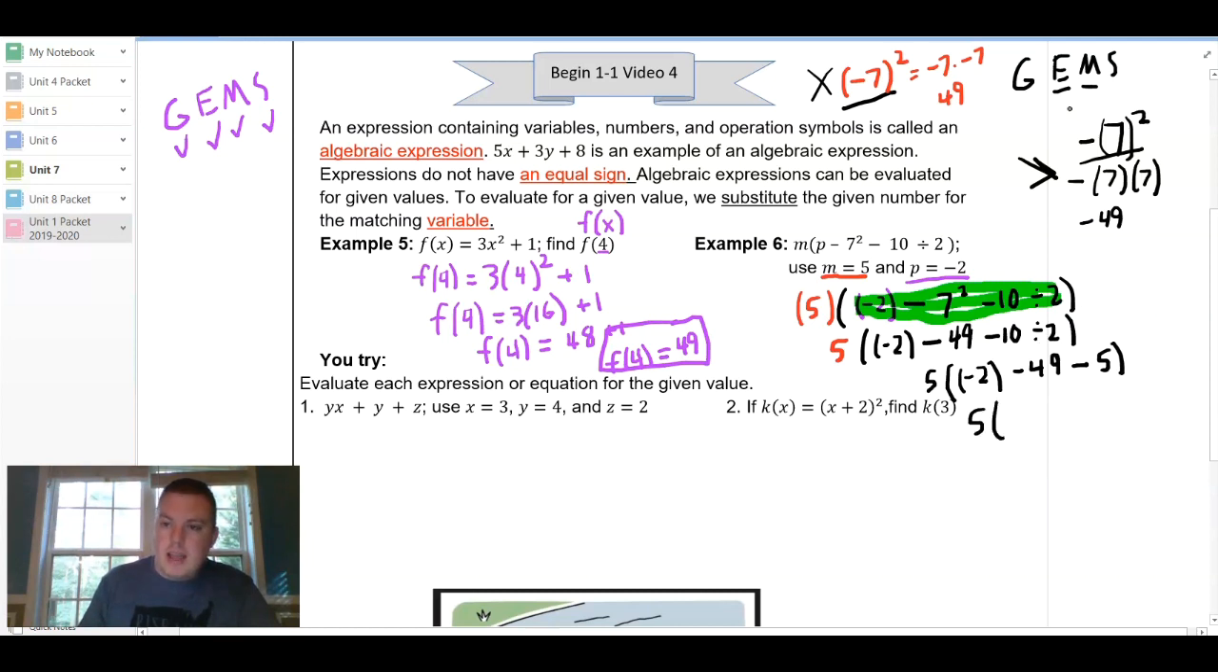And now I'm going to do my addition and subtraction. So a negative 2 minus 49 is going to give me a negative 51. And a negative 51 minus 5 is going to give me a negative 56. So I have finally simplified everything that was in that monster set of parentheses that I had at the very beginning. And now I can pick up with the order of operations for everything that's outside of it as well. So the last thing I need to do is multiply 5 times negative 56. And that's going to give me negative 280. And that will be my answer.